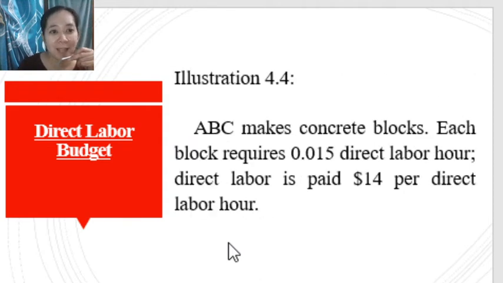So to understand how to prepare the direct labor budget, we will use this illustration for ABC company again. Here the company makes concrete blocks. Each block requires 0.015 direct labor hour. The direct labor is paid $14 per direct labor hour. This is our number of hours and this is our labor cost.